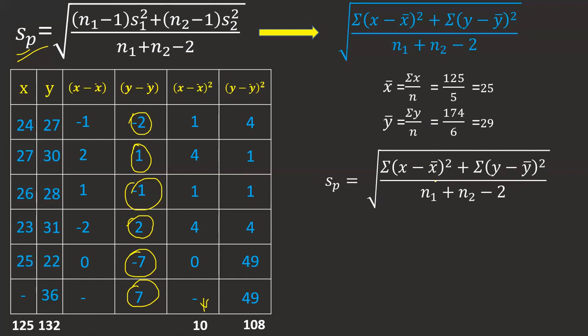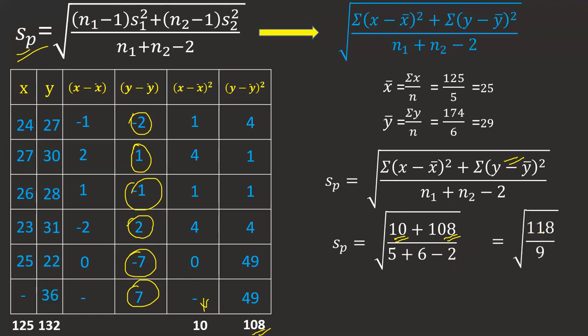Sigma of x minus x bar the whole square comes around 10, so I'm going to substitute that value 10 here. Then 108 comes for y minus y bar, so I'm writing 108 here. Now n1 is 5, and n2 is 6, so I'm subtracting 2. Using a small calculator, you can calculate it. Calculator is allowed for your exam, right? So 118 divided by 9 gives you 13.11. So I got the SP value, the combined standard deviation, which is 3.62. That's all. Then we are going to substitute in the main formula.